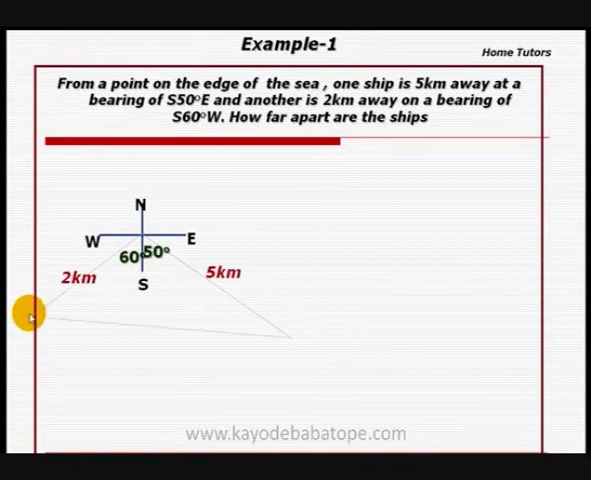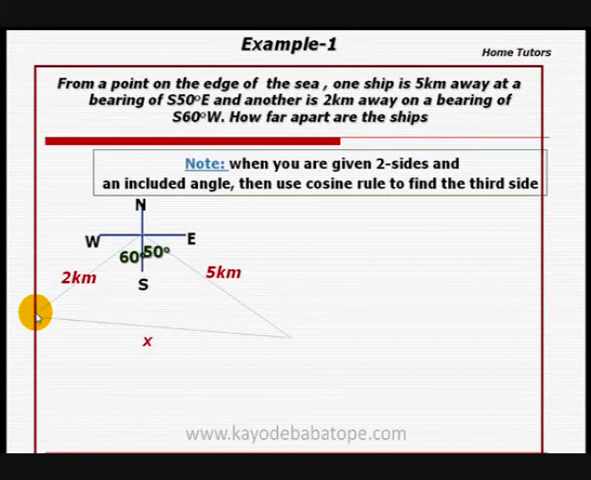And we are told to find how far apart the ships are. This is the distance we are trying to calculate, with this point as 5 kilometers and this point as 2 kilometers. That is the distance x that we are supposed to calculate. Note that when you are given two sides and an included angle, then you use the cosine rule to find the third side, if you still remember the points we mentioned on trigonometry when we were dealing with the cosine rule.